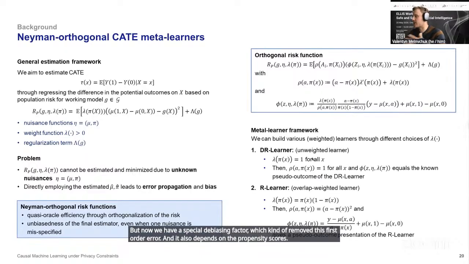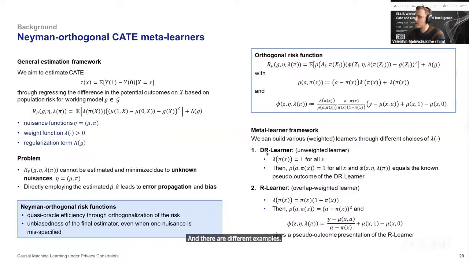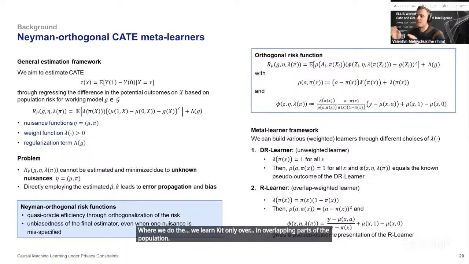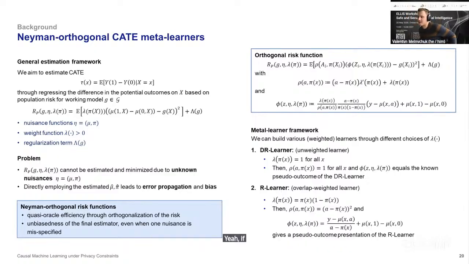And there are different examples. For example, there is a DR learner, which does no weighting, but then it has high variance because we divide by the propensity score. There is also the R learner, where we learn CATE only in overlapping parts of the population. If anyone has questions, I'll be happy to talk after our talk.